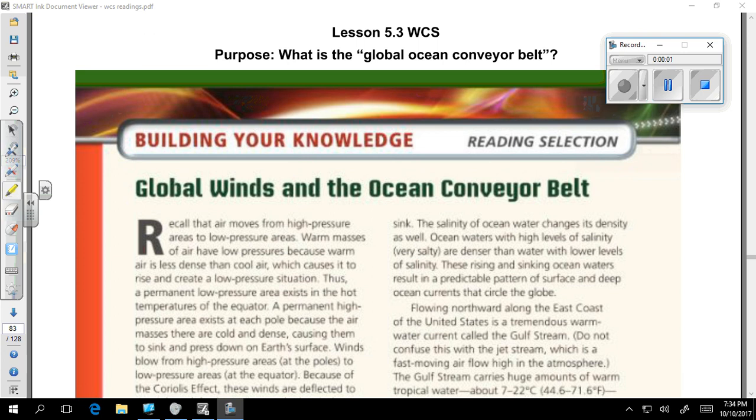This is Science 8 readings for Lesson 5.3 WCS. The name of this article is Global Winds in the Ocean Conveyor Belt. The purpose for reading this article is to answer the question, what is the global ocean conveyor belt?